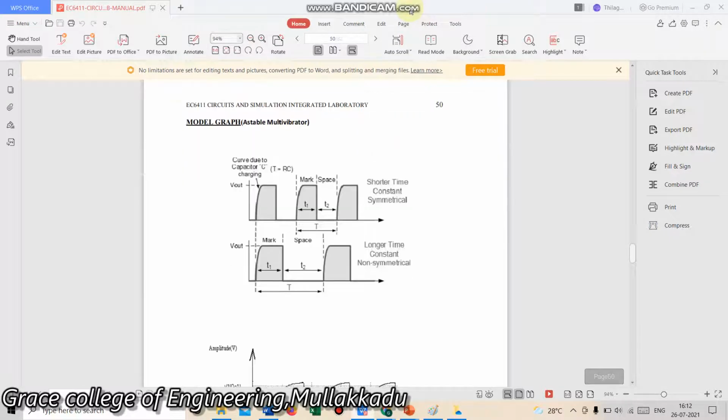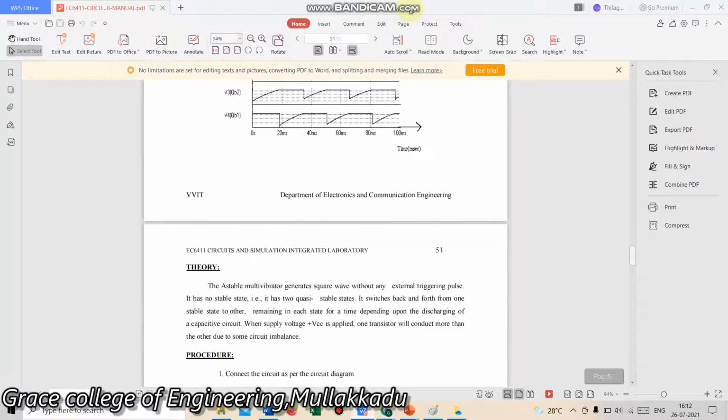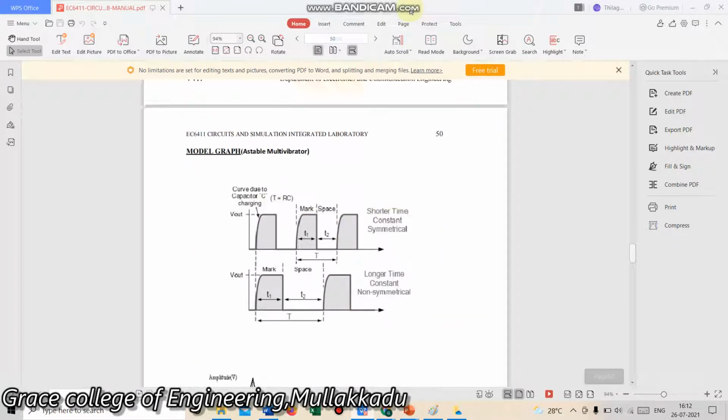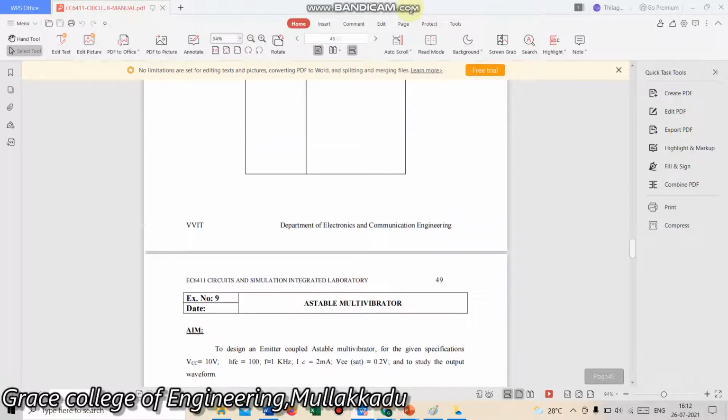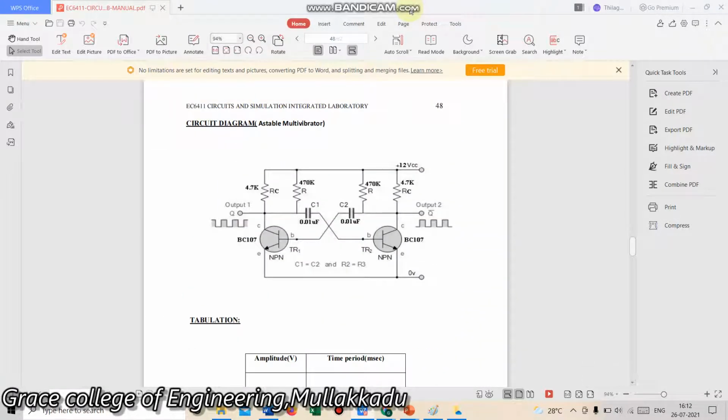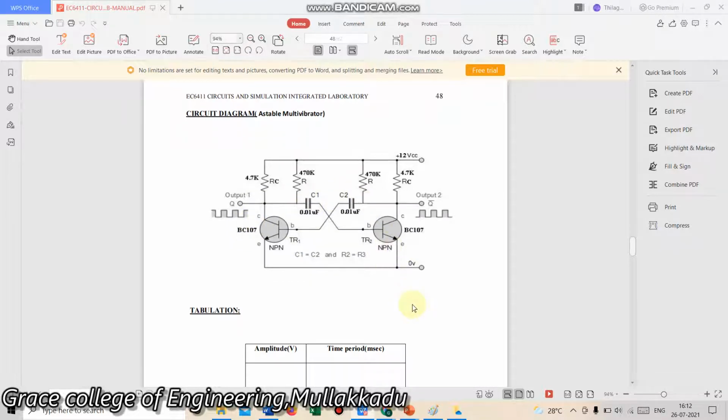This is the astable multivibrator circuit diagram. The astable multivibrator circuit diagram consists of two BJTs connected back to back. The base of the first BJT is connected to the collector of the second, and the base of the second BJT is connected to the collector of the first, and an RC series network is given here. At the two collector terminals we get the square wave output. We have to measure the amplitude and the time period.